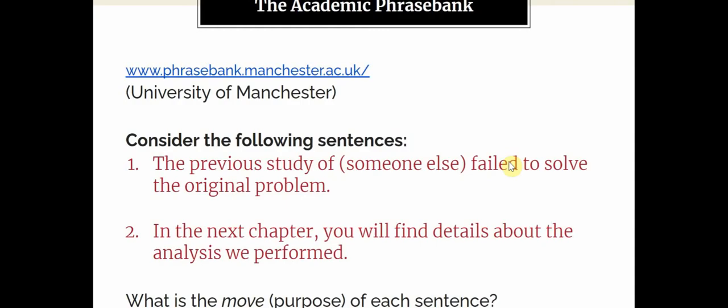Okay, let's talk about some examples, and then let's walk through how we could apply these to our own texts. Take a look at the two sentences here. Let's imagine we've just written these. What is the move we're trying to make with sentence number 1? The previous study of some other guy failed to solve the original problem. We're trying to criticize someone else's work here, right? Or in general, point out that something is missing in someone's previous work.